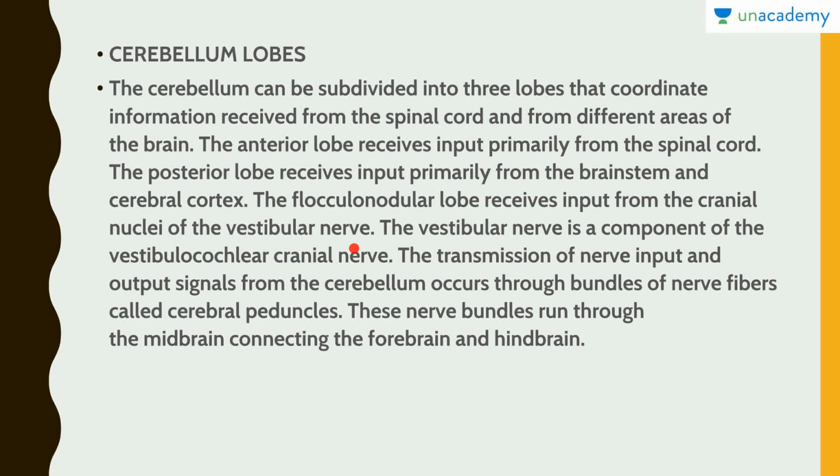So the vestibular nerve is basically a component of the vestibulocochlear cranial nerve, and the transmission of the nerve input and output signals from the cerebellum occurs through the bundles of nerve fibers which are known as cerebellar peduncles. These nerve bundles run to the midbrain, connecting the forebrain and the hindbrain. So that was basically about the cerebellum lobes.